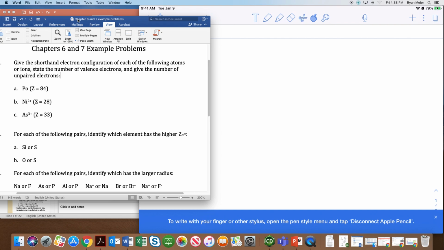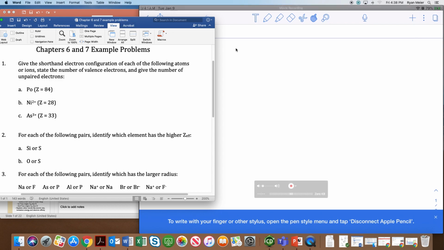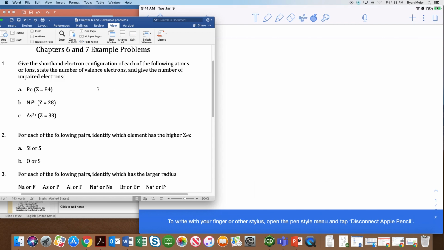From last time, as we were wrapping up the end of Chapter 6, we were talking about electron configurations. So what I want to do is look at some example problems here. We want to give the shorthand electron configuration for these atoms or ions, give the number of valence electrons that they have, and give the total number of unpaired electrons that they have, which I think will incorporate some of those orbital filling diagrams that we talked about in the previous lecture. So we'll go through these one by one. We'll look at polonium first.